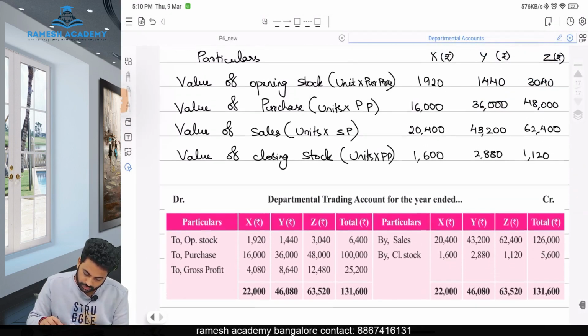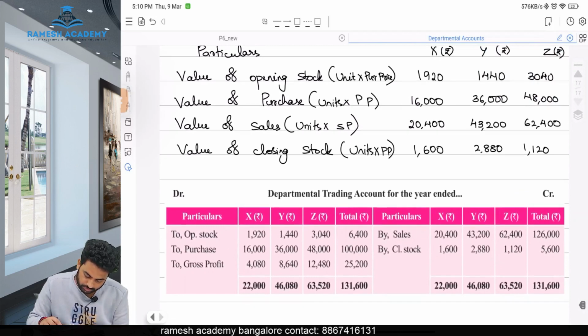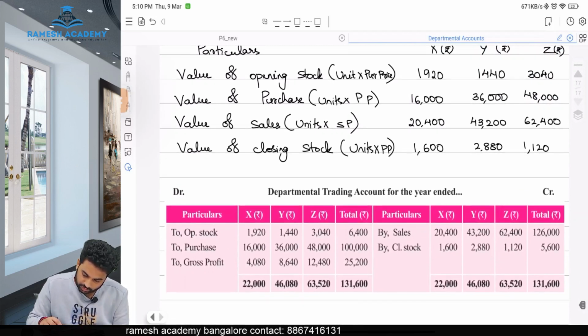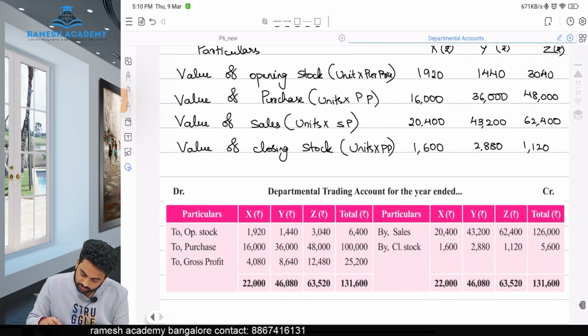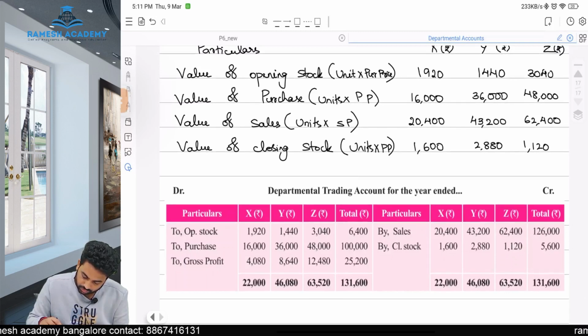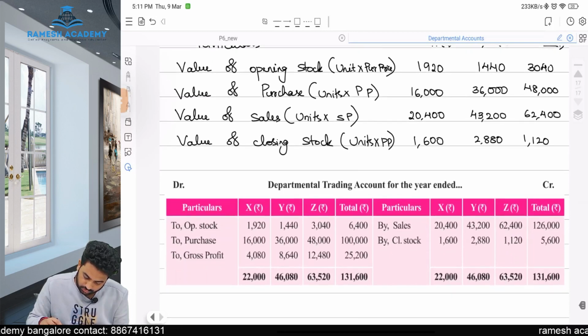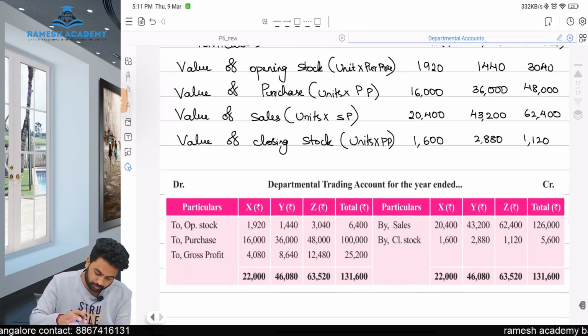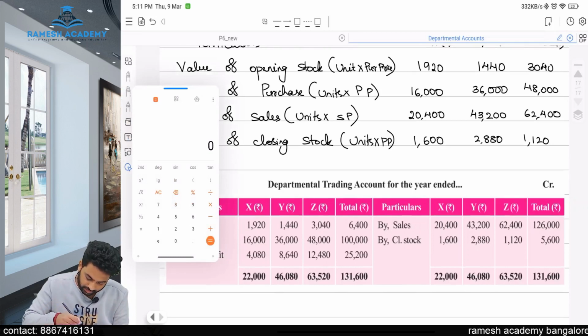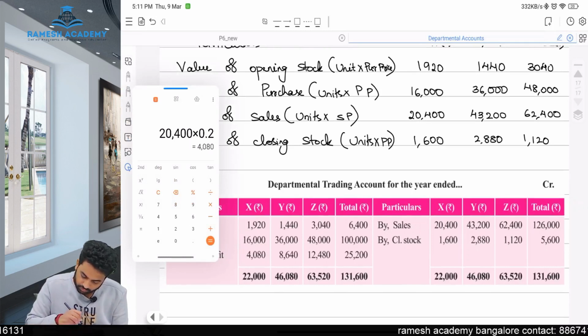So 1920, 1440, 3040 done. 16,000, 36,000, 48,000 done. 20,400, 43,200, 62,400 done. 1,600, 2,880, 1,120 done. Profit 4,080 is 20,400 into 20%. We can check directly like this also. 20,400 into 20% is 4,080. Okay.